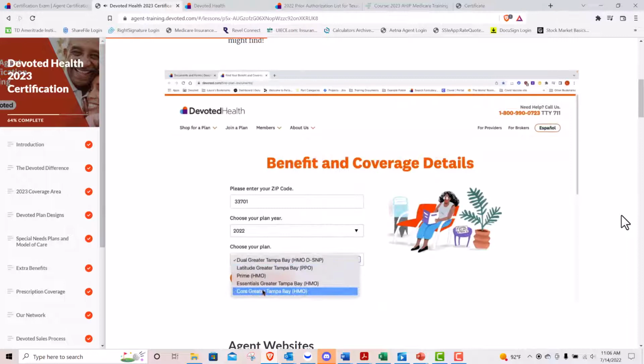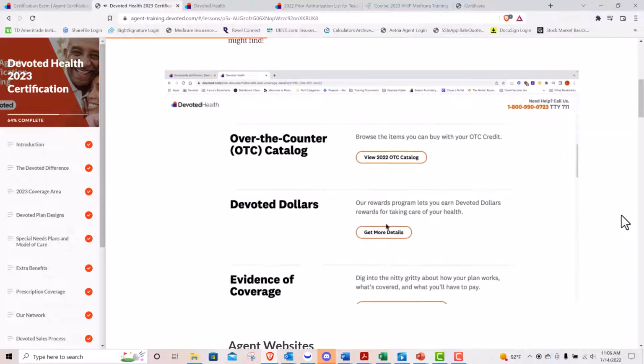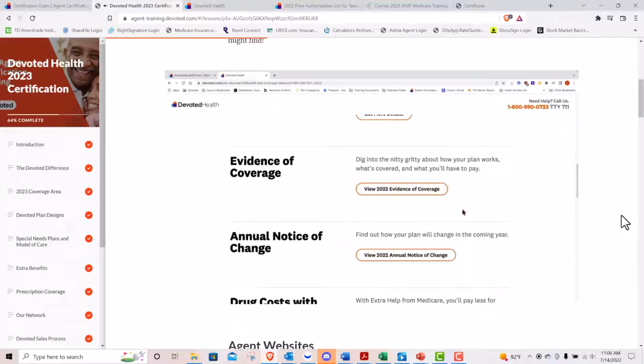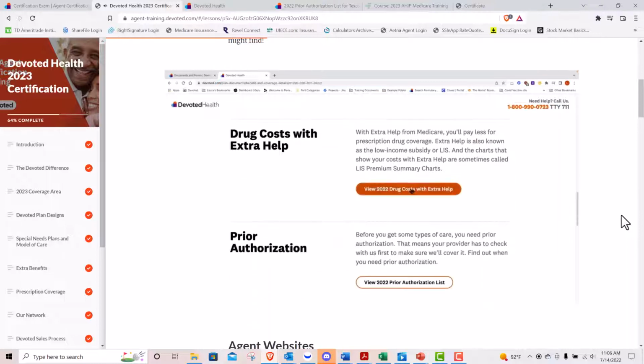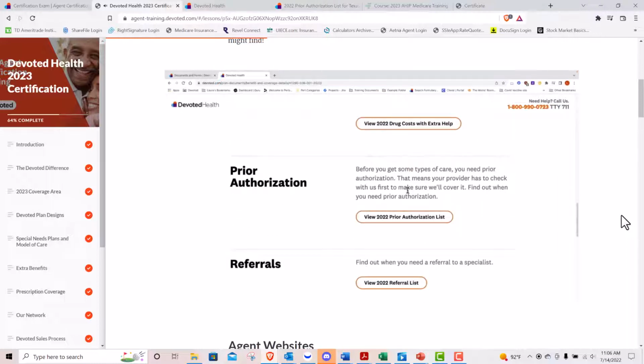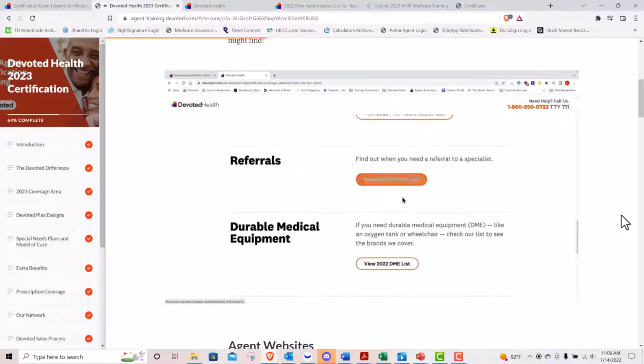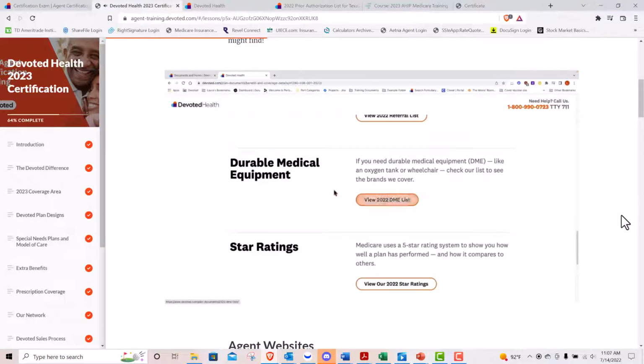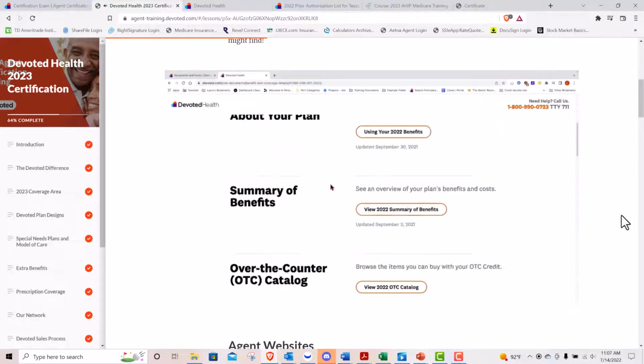Just going back here as well, a few other things you'll find in this section. This is summary benefits, over-the-counter catalog, more about Devoted Dollars, the EOC, annual notice of change if applicable, these great lower drug costs with extra upgrades, more about what requires prior authorization, who requires a referral, and our durable medical equipment brands that we cover, and if applicable, our star ratings in that area.